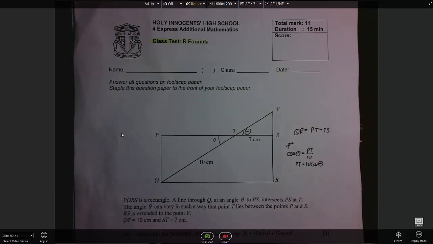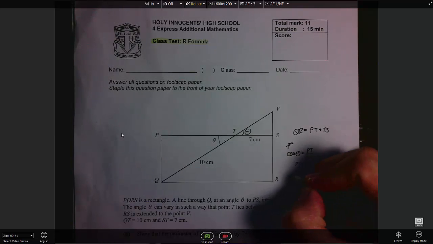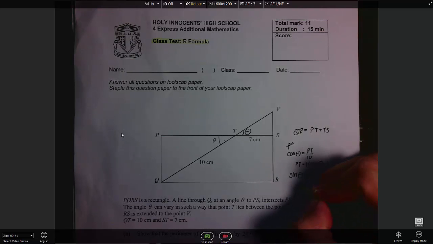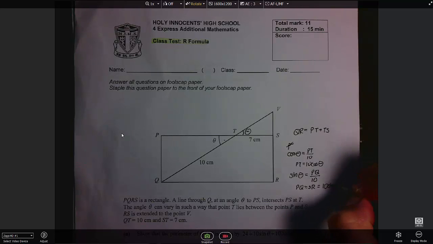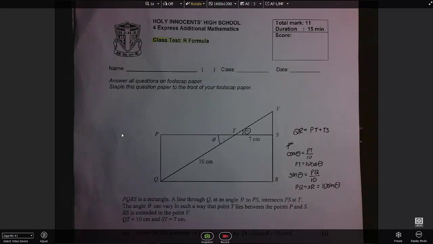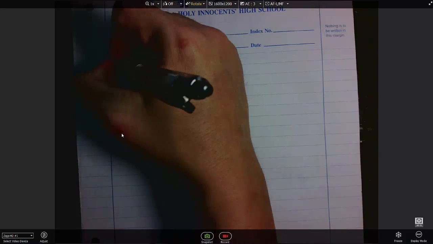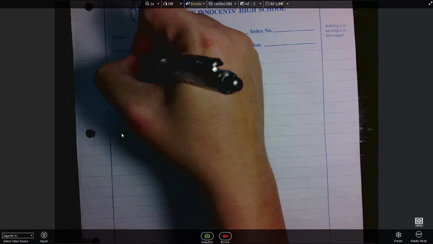Okay, SR is equal to PQ. So opposite over hypotenuse. I say that sine theta is equal to opposite, which is PQ, over hypotenuse, which is 10. PQ is equal to SR is equal to 10 sine theta. Then you have all the ingredients required to find the perimeter of QRST.